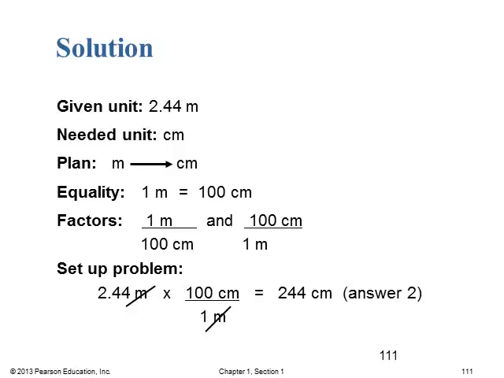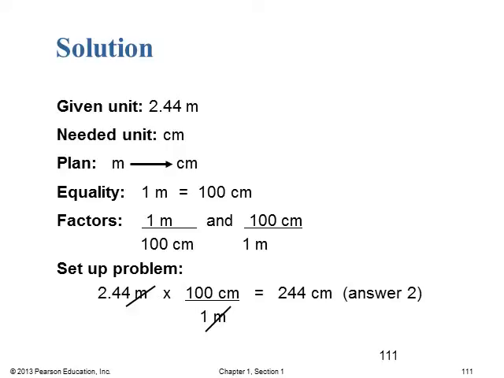So if we look at our setup, we know in our plan we want to go from meters to centimeters. So we want our meters to cancel out. That means in our conversion factor we want our meters to be in the denominator and keep the centimeters, our needed unit, in the numerator. So we multiply 2.44 meters times 100 centimeters over 1 meter. Our meters cancel out. We're left with centimeters as our unit, and we get 244 centimeters.